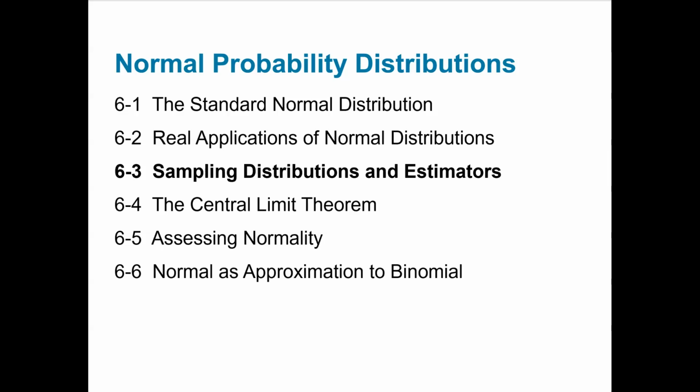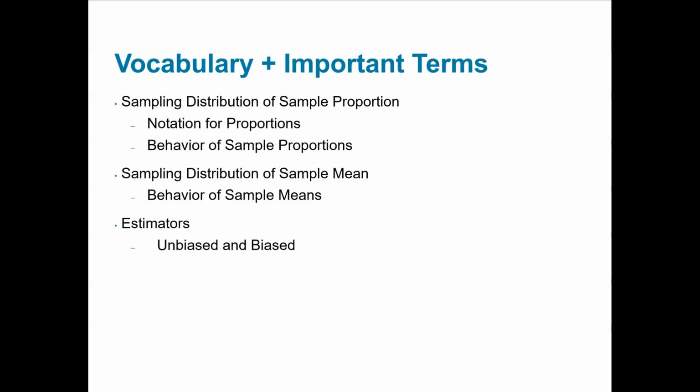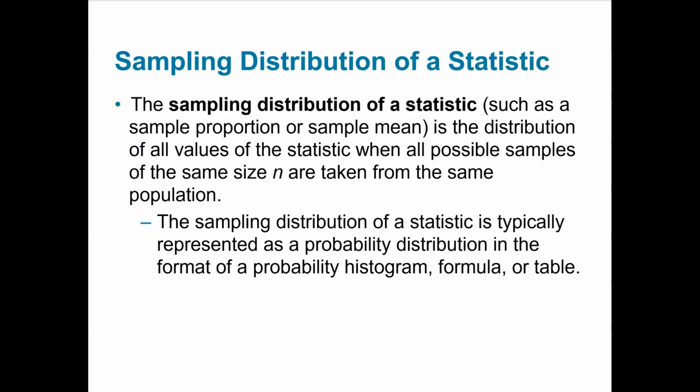We're going to do a brief covering of 6.3, sampling distributions and estimators. Essentially, we're going to be talking about what they are, and that's pretty much it. So the sampling distribution of a statistic is the distribution of all values of that statistic, maybe it's a proportion, a mean, or a variance, when all possible samples of sample size n are taken from the same population.